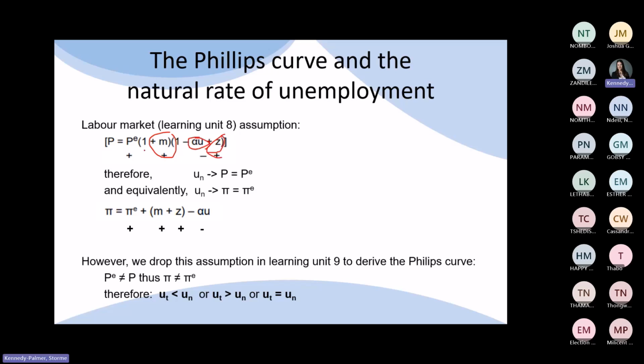Okay, so we assumed that actual prices equal expected prices at the point where we have the natural level of unemployment. And equivalently, because now we're looking at prices, if actual prices are equal to expected prices, then actual inflation is equal to expected inflation. So we could just change out these variables. However, we drop this assumption in Learning Unit 9 to derive the Phillips curve.